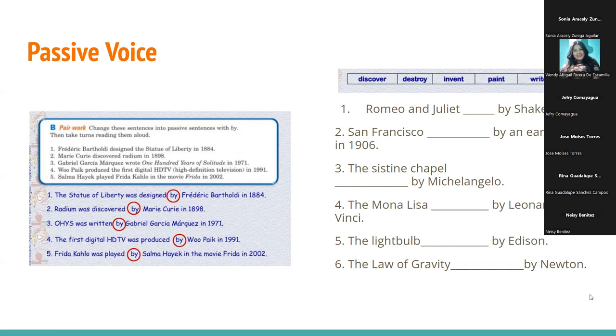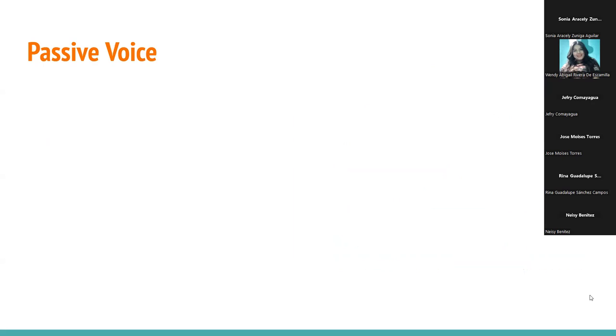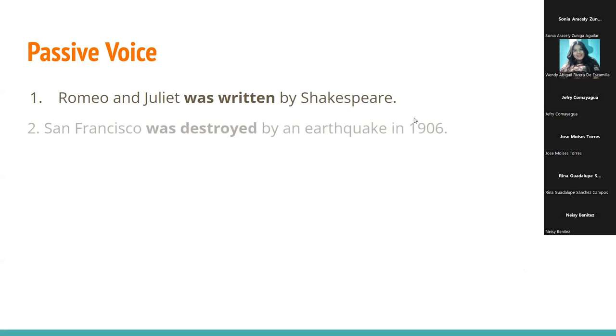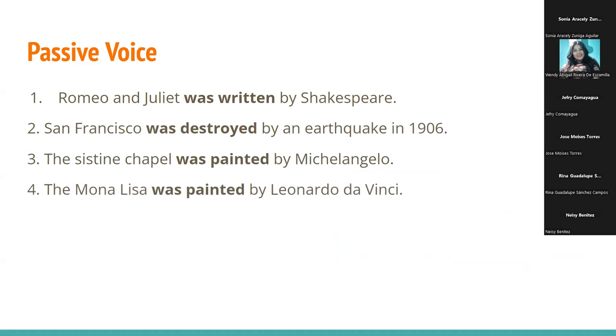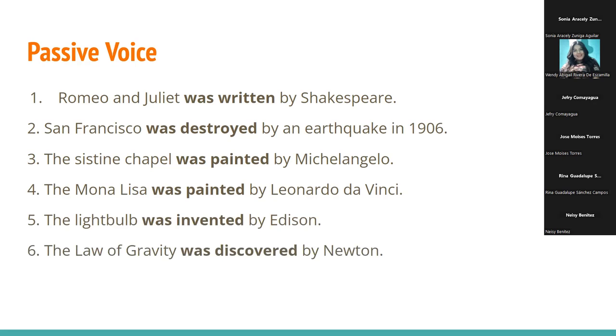Number six, please. The law of gravity was discovered by Newton. Very good. The law of gravity was discovered by Newton. So we are going to see the responses right now. The ones that you said. Romeo and Juliet was written by Shakespeare. San Francisco was destroyed by an earthquake in 1906. The Sistine Chapel was painted by Michelangelo. The Mona Lisa was painted by Leonardo da Vinci. The light bulb was invented by Edison. And the law of gravity was discovered by Newton.